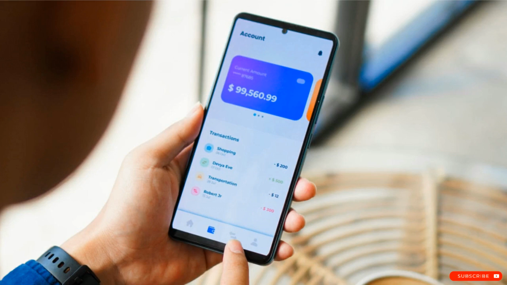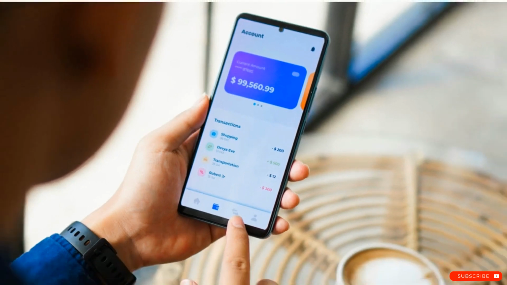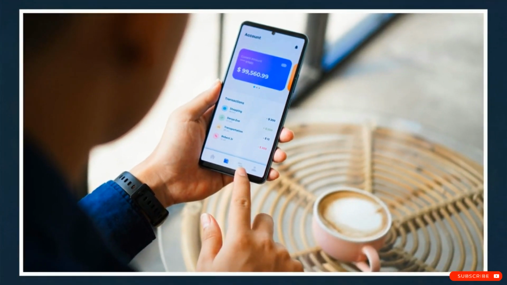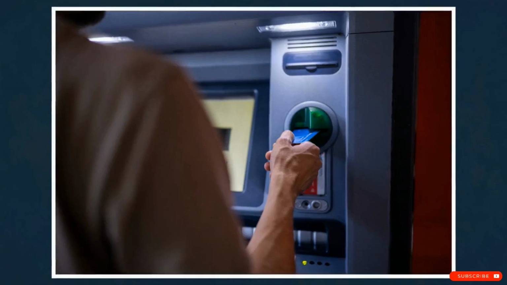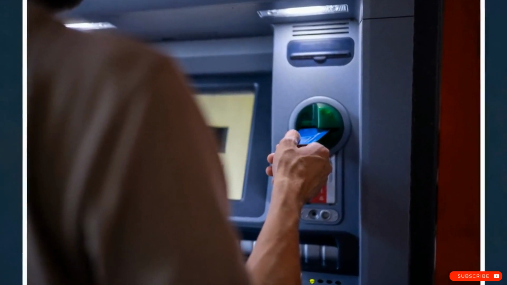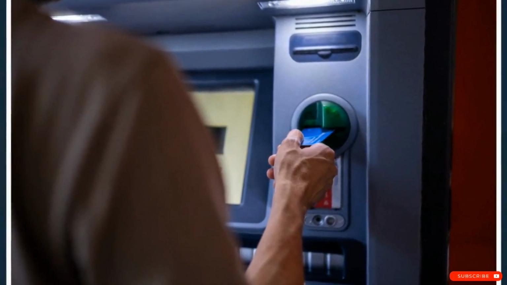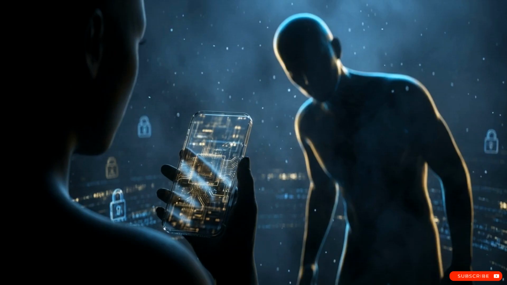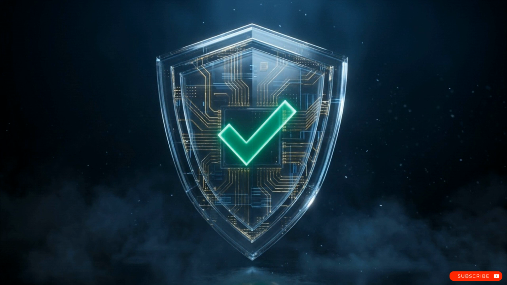Take a look at this mobile banking screen. When you log in, you expect to see your account balance, and you expect the person sitting next to you in a cafe to see nothing at all. Threats to this secrecy aren't always digital. Shoulder surfing occurs when an unauthorized person simply watches you type your PIN at an ATM or look at your phone in public. Then we have integrity.